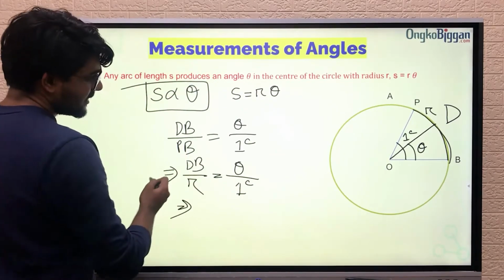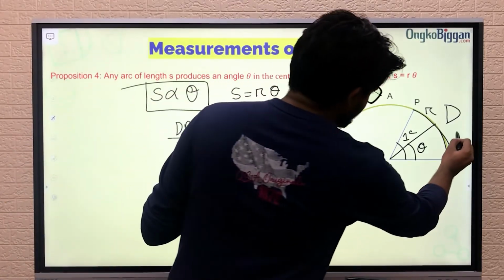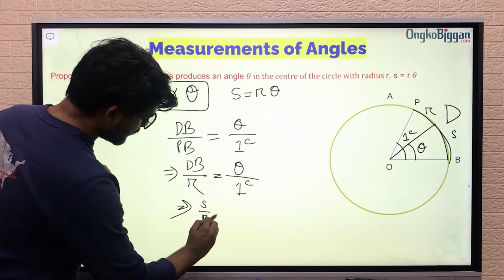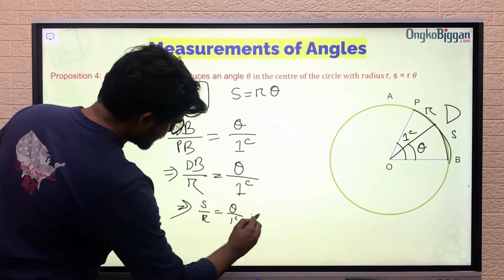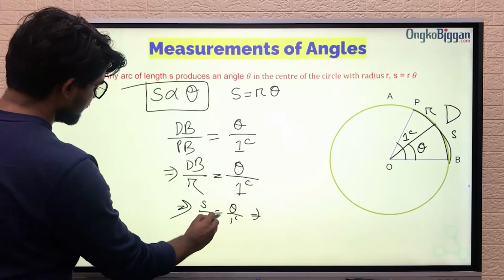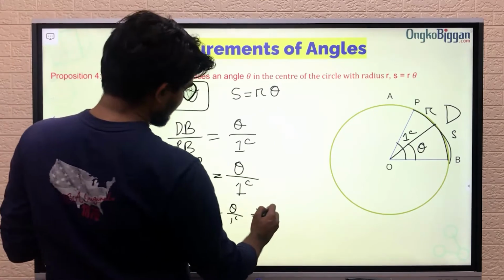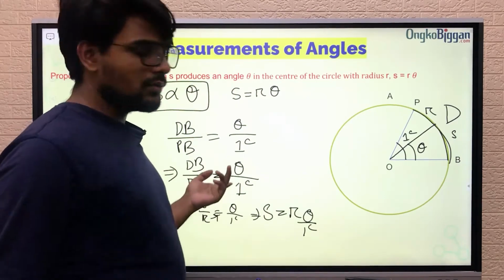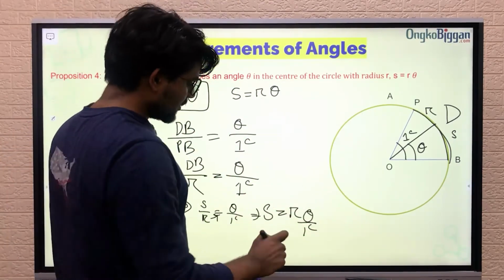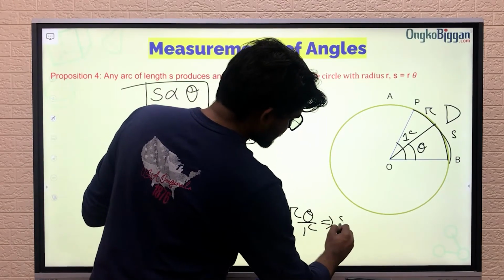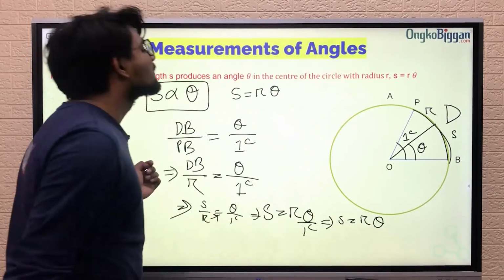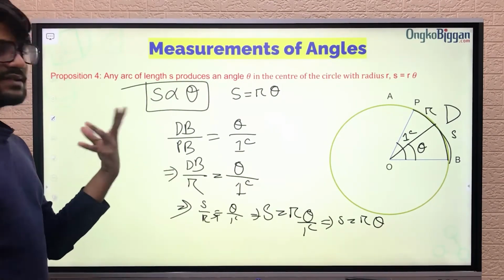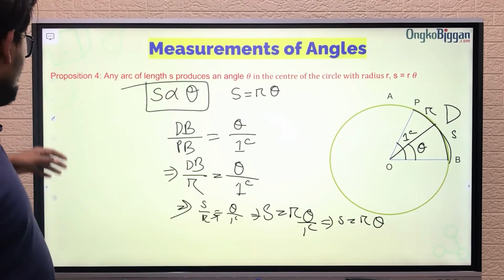So let's assume that the length of the arc DB is s. So we can write s by r equals theta by 1 radian. If we take that r to the other side, we get s equals r theta by 1 radian, and as we know, we don't have to write 1 in mathematics, so we can write s equals r theta. As you are seeing right now, it's quite easy to prove that s equals r theta. I hope you understood what I said.